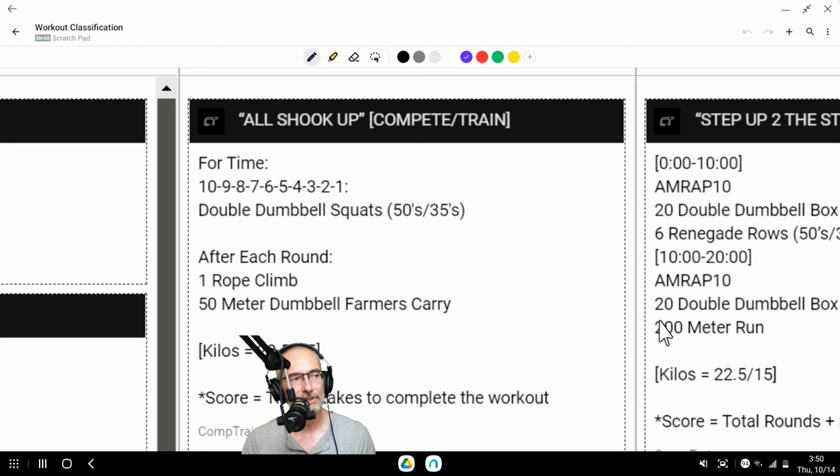So what I want to do with this one is look at both sides of it. If we just look at the double dumbbell squats, I want to say Dumbledore for you Harry Potter fans. We're going to do 10 all the way down to 1. So it's descending rep schemes. That's going to let us maintain intensity throughout all of these.